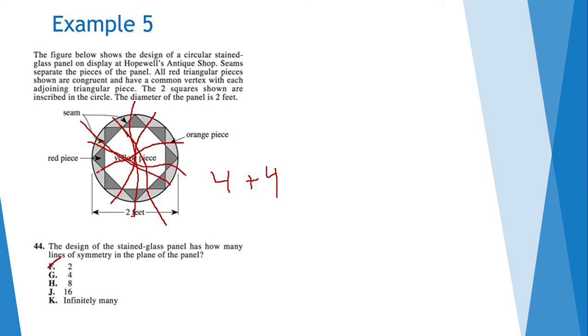You always want to think that you're placing an imaginary mirror on the line you drew, and if that mirror reflects the other side perfectly, that means that there's a line of symmetry there. So I think 4 plus 4, that's all the lines of symmetry I have, which means that my answer would be H.